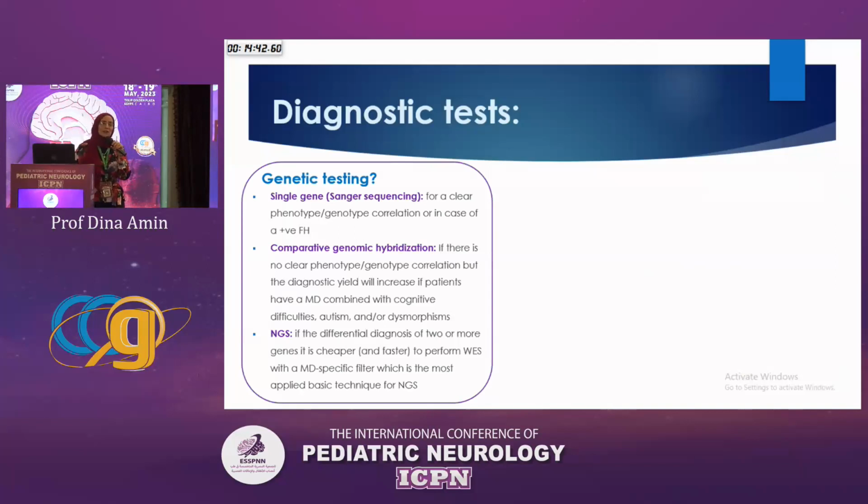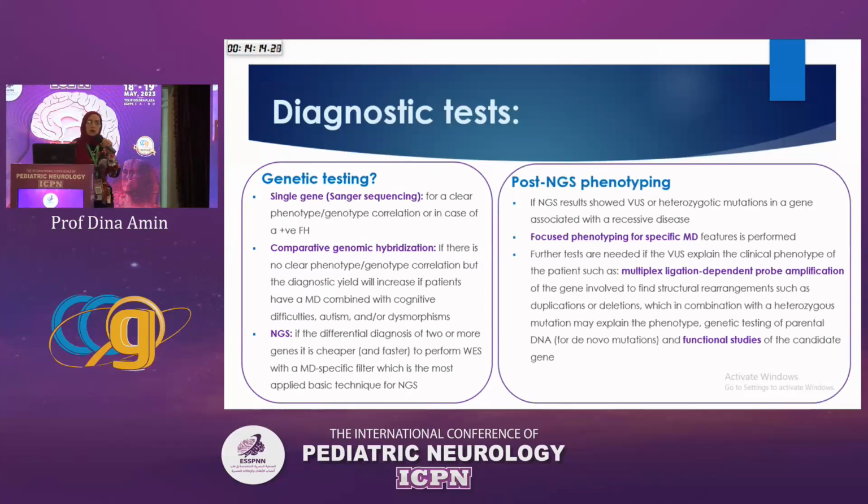Now, the diagnostic test, I'll go through this very fast because I think it's covered in the previous talks. Genetic testing is very important. Single gene mutation or target sequencing need to be considered only when we have a positive family history or we have a clear genotypic phenotypic correlation and we're suspecting a specific syndrome or disease, or we can go for comparative genomic hybridization. To be honest with you, I go for NGS and whole exome sequencing because it gives a better coverage. It's cheaper and faster.